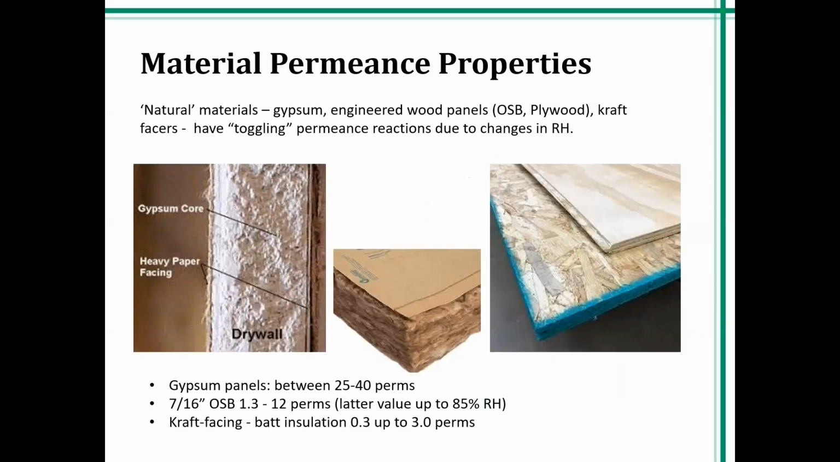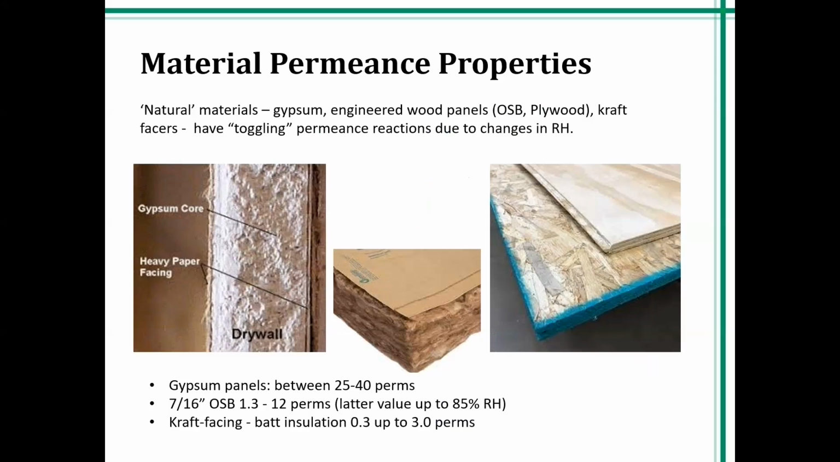It's important to point out that a lot of building materials that we commonly use have interesting vapor permeance properties. Natural materials like gypsum, OSB, plywood, kraft facers have a toggling effect or reaction to changes in relative humidity. Gypsum panels of all stripe will vary anywhere from maybe 20 to 40 perms. At higher relative humidity, gypsum will actually increase its water vapor permeance. There are some products out there that are marketed as, quote, smart vapor barriers, and I maintain that we are already building with materials that act as smart vapor barriers.